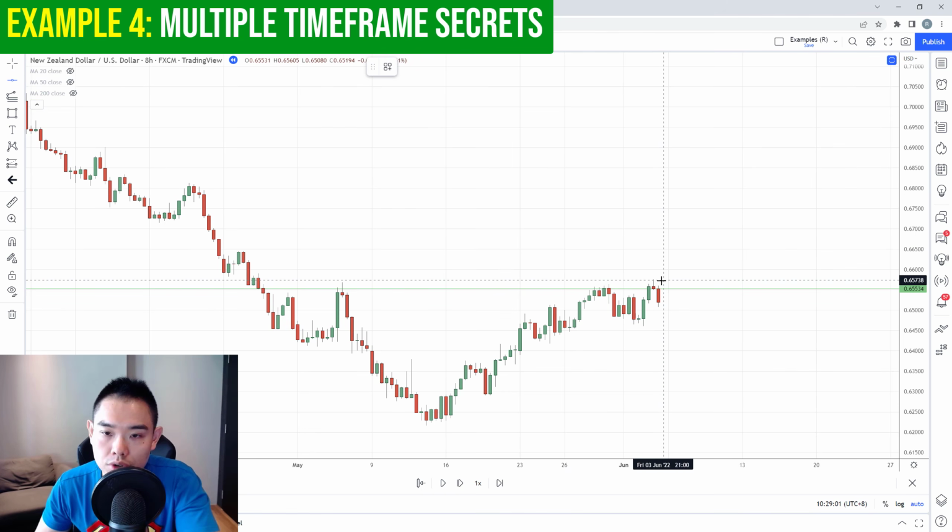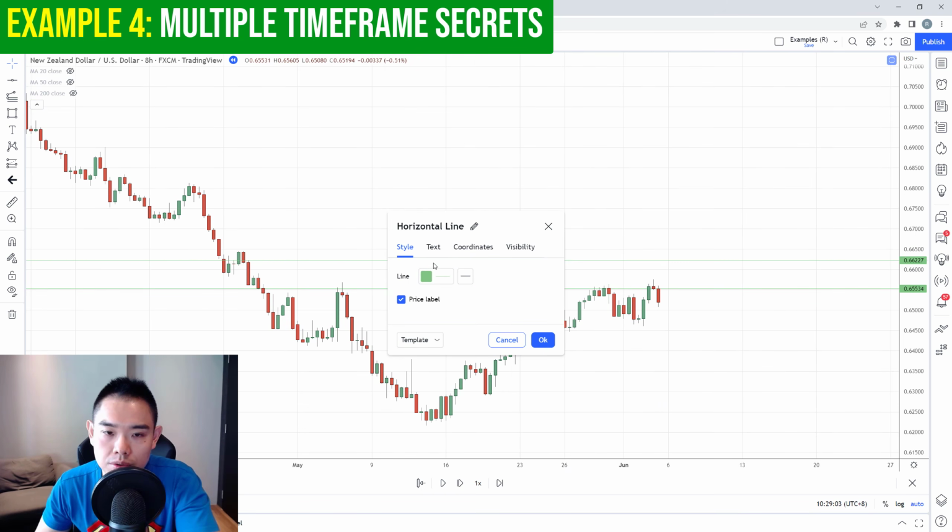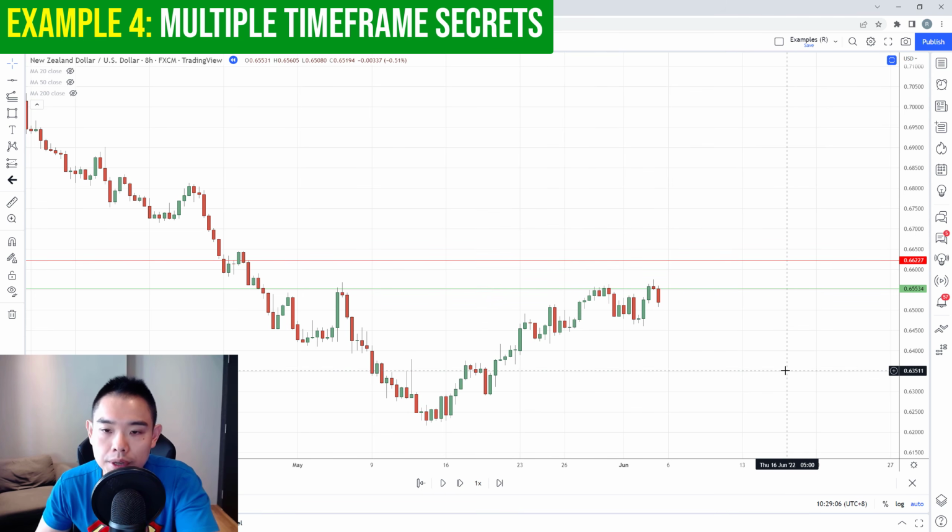Then let's say our stop loss is a distance above this high. Let's say 180 pips or so above it. Let's change this to red. This is our stop loss. And what about the target?